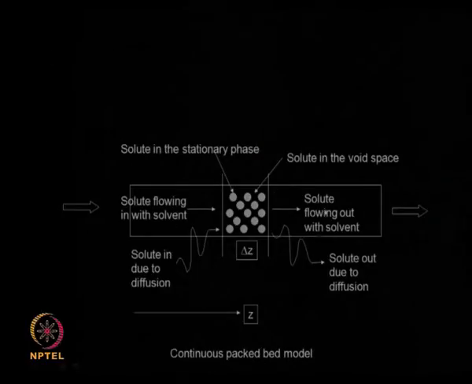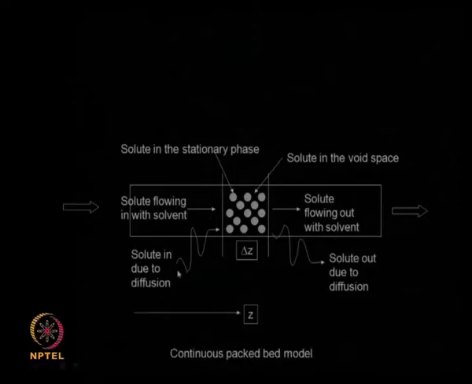Because there is going to be a buildup of concentration in this particular region delta Z. Okay. So the buildup of concentration of a solute in this region will be equal to the solute flowing in through the solvent, solute flowing in because of diffusion, minus solute flowing out with the solvent, minus solute flowing out due to diffusion. So if you are interested in using a packed bed type of approach, then this is how you do the modeling. So what terms will come? Flow rates will come into picture, diffusion coefficient will come into picture. Okay.